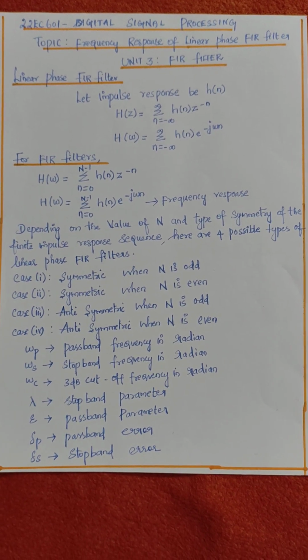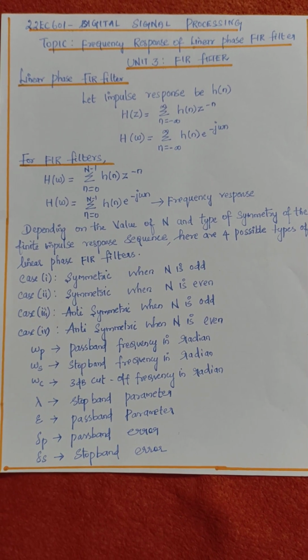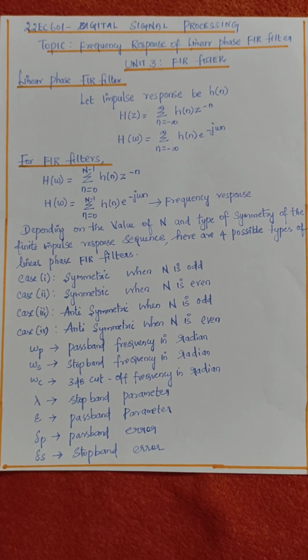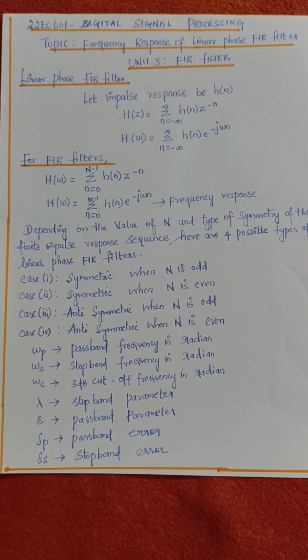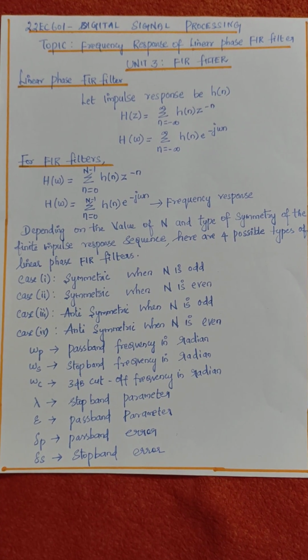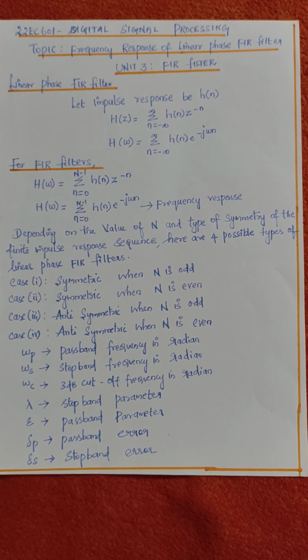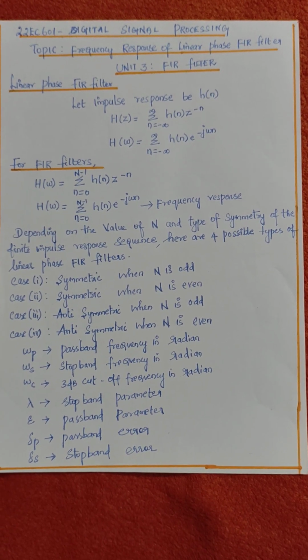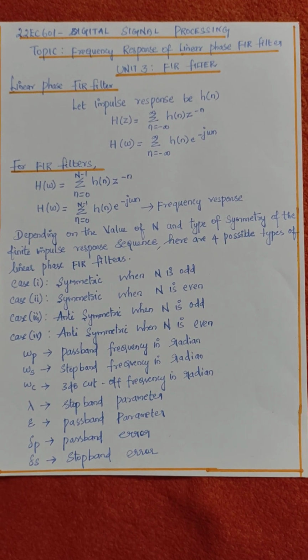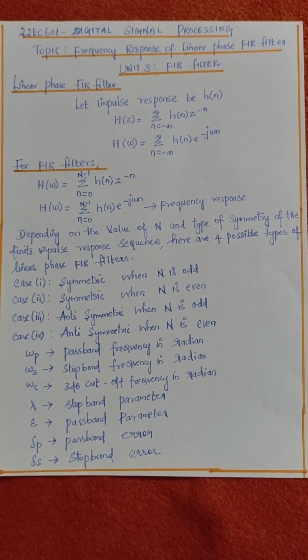Let me list them out. Case number 1, symmetric when N is odd. Case number 2, symmetric when N is even. Case number 3, antisymmetric when N is odd. Case number 4, antisymmetric when N is even. There are 4 cases. One is symmetric and antisymmetric, the other is even and odd. If it is symmetric, it will be even and odd. If it is antisymmetric, it is also even and odd.